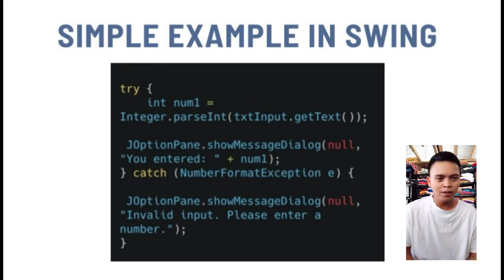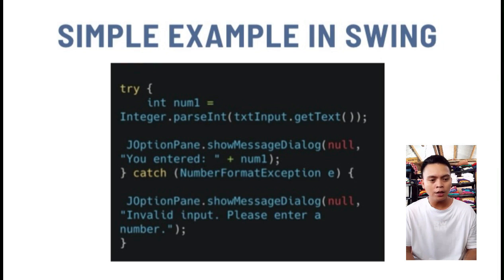Morning, ma'am. This is my part of our report, and this is a simple example in Swing. This is checking if you type a number. First part is try. It means go ahead and try to change what a person types into a number. Then the second one is success. If the user types a number, like 5, the program will accept the number.